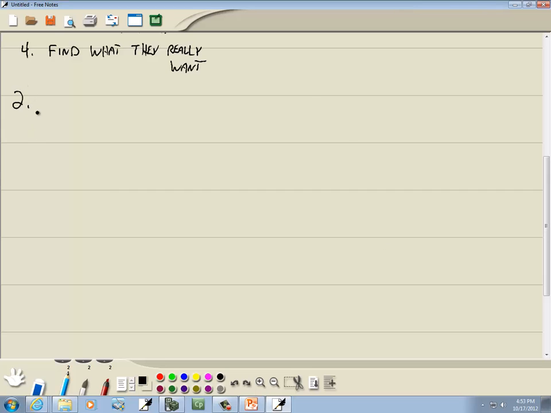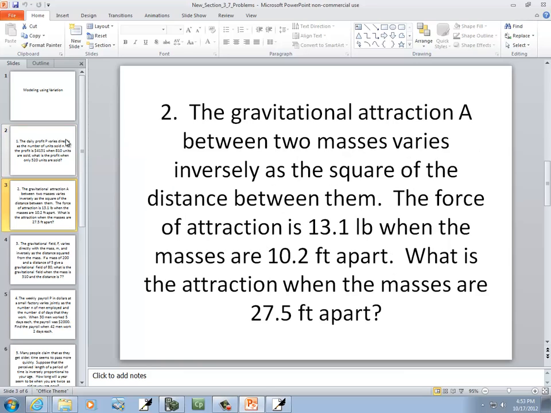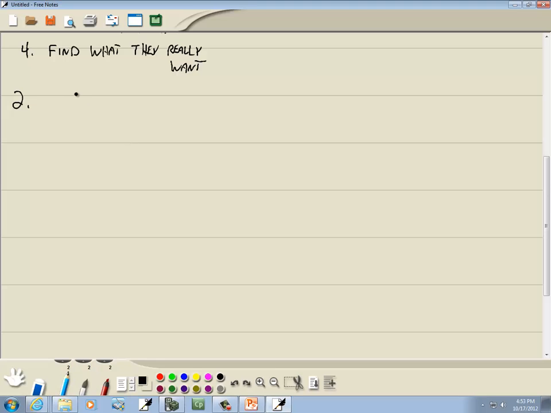Let's look at our second problem. It says the gravitational attraction A between two masses varies inversely as the square of the distance between them. Well, it actually says inverse. Those key words you'll find somewhere in your problem. So it says inverse. And typically that's of the form y is equal to k over x.